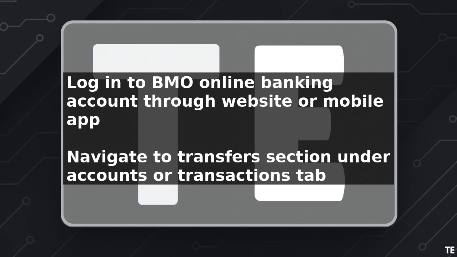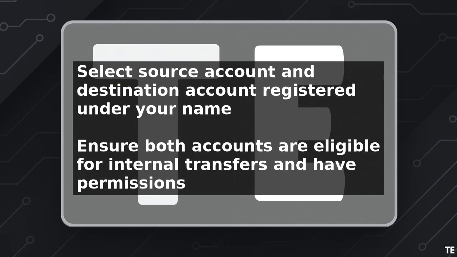Next, select the account you want to transfer money from, and then choose the account you want to transfer money to. Make sure both accounts are registered under your name and are eligible for internal transfers. Enter the amount you want to transfer, and add a description or memo if needed. Review the transfer details carefully to ensure everything is correct.